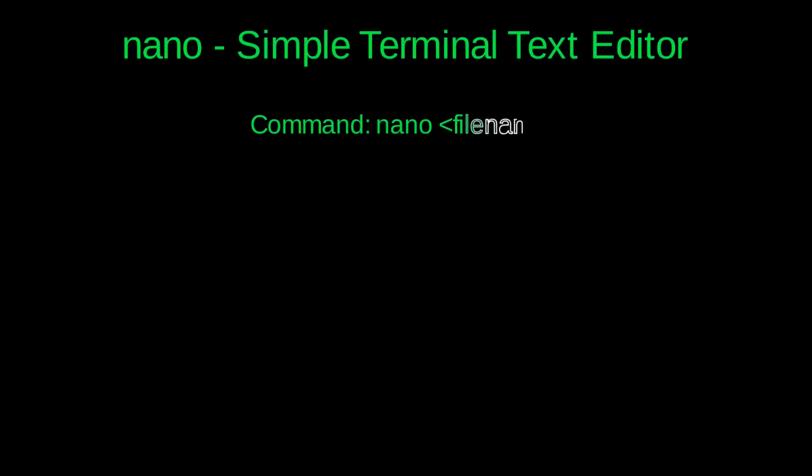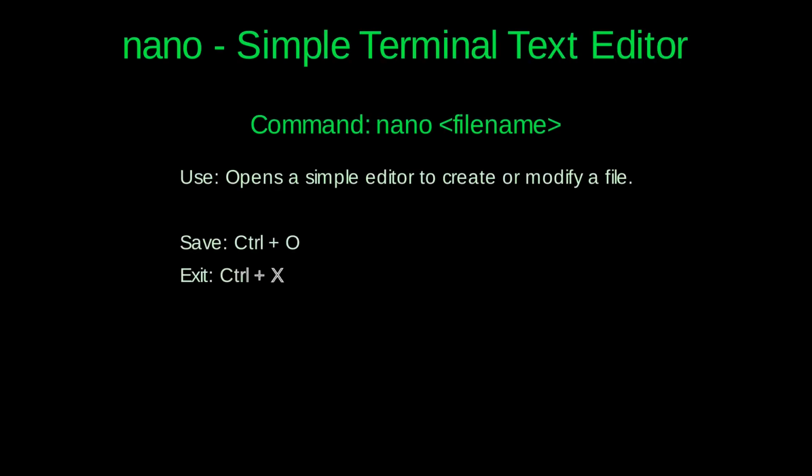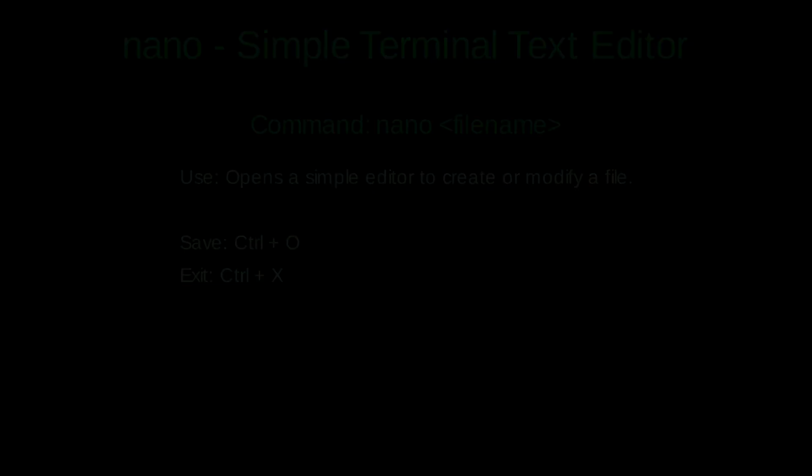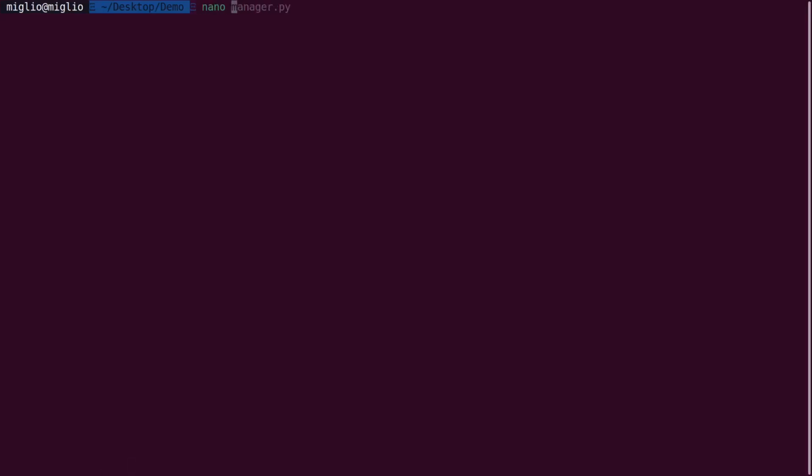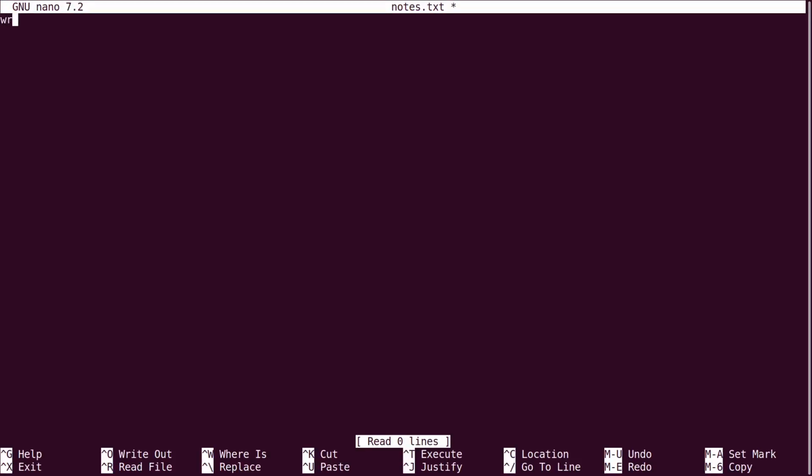This is a simple text editor inside the terminal. It's perfect for writing multiple lines or editing configuration files. For example, nano text. This opens the file and you can start typing right away. When you're done, save with Ctrl+O and exit with Ctrl+X.